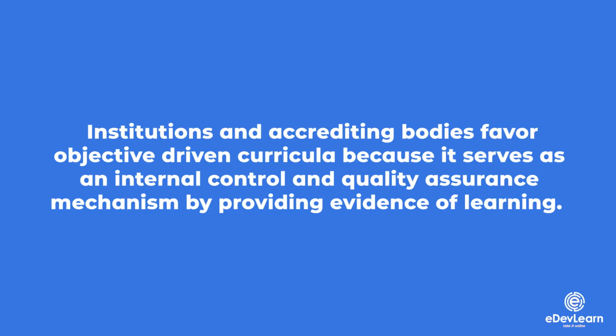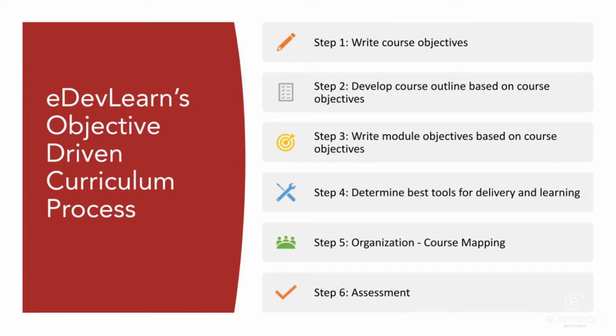Institutions and accrediting bodies favor objective-driven curriculum because it serves as an internal control and quality assurance mechanism by providing evidence of learning. Now let's dive into Module 1, the steps to develop an objective-driven curriculum. eDevLearn's objective-driven curriculum process is comprised of 6 steps. Step 1, write course objectives. Step 2, develop a course outline. Step 3, write module objectives.